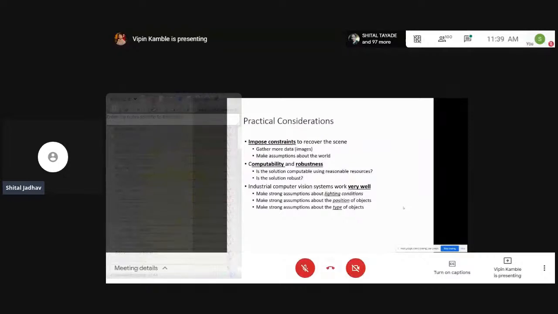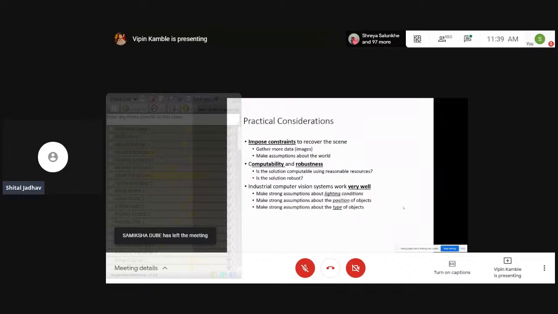Also, you have to check whether the solution is computable using reasonable resources. Because if I give you an image and ask you to determine what is present in an image, but the algorithm is designed such that it takes 1 hour or 2 hours to determine what is present in an image, definitely the algorithm is of no use to us because it is not able to give the output in real time or not even in an acceptable amount of time.